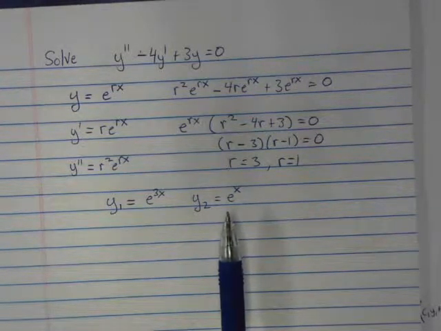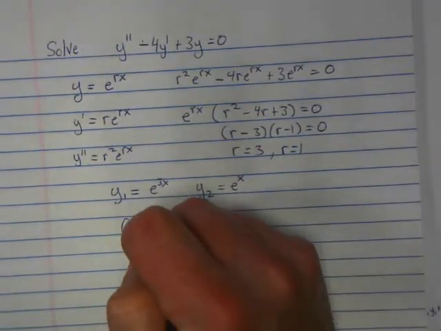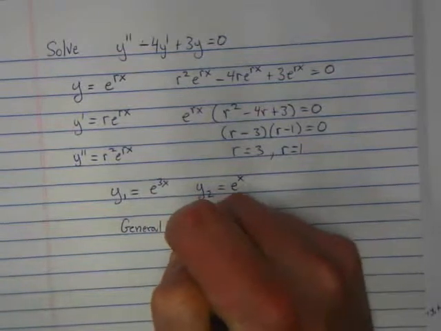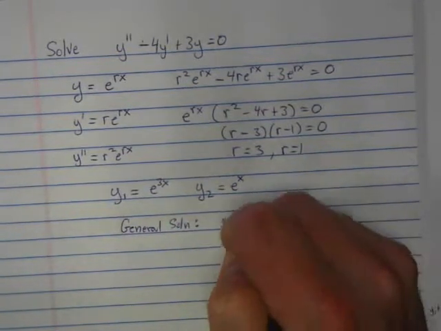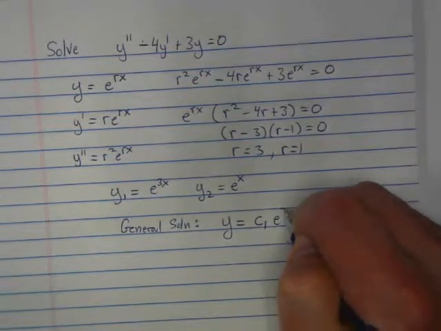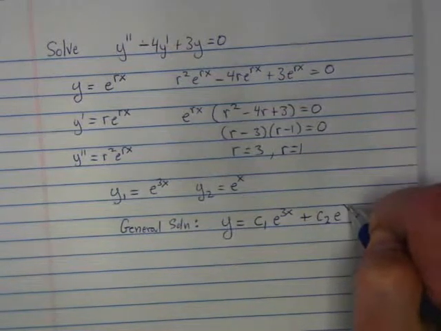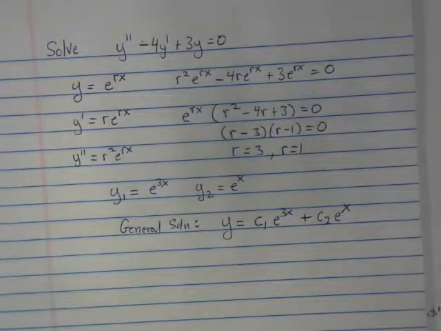I have all of these solutions. So the general solution to this equation is y equals some constant, I'll call it c1, e to the 3x, plus some other constant, I'll call it c2, e to the x. So we don't have to find the constant. We just have to find y1 and y2. If I gave you initial conditions, you would plug in the initial conditions to find the 2 constants, and then leave it alone.